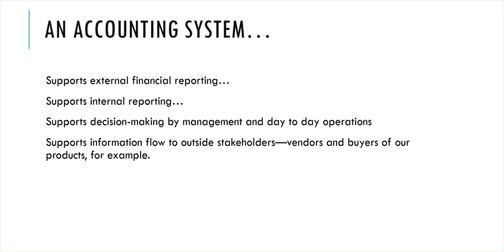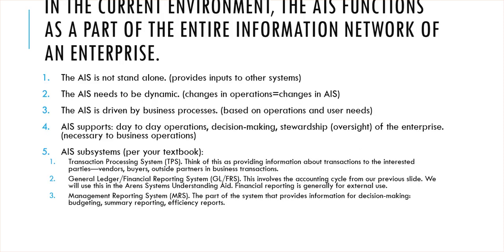So it supports the external reporting, supports internal reporting, helps people make decisions. And this is day-to-day operations, but also it's the operations at the way in which management functions at upper levels. And it communicates, and that's what this information flow is. It's a communication process. So AIS has to help the business communicate. It's very important there. In the current environment, AIS functions as a part of the entire information network of an enterprise.